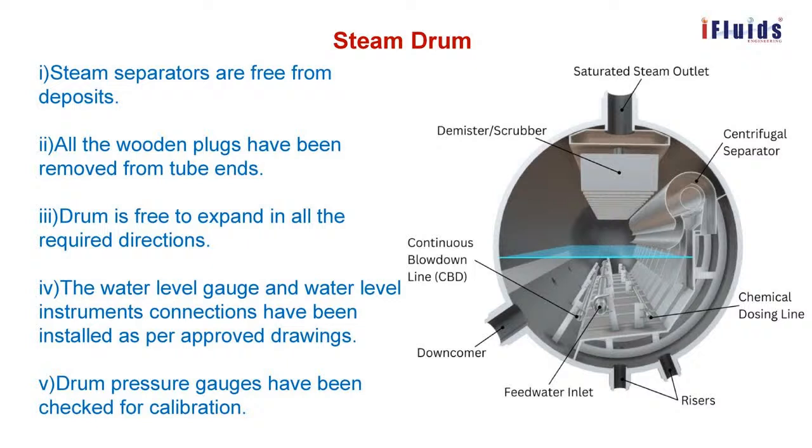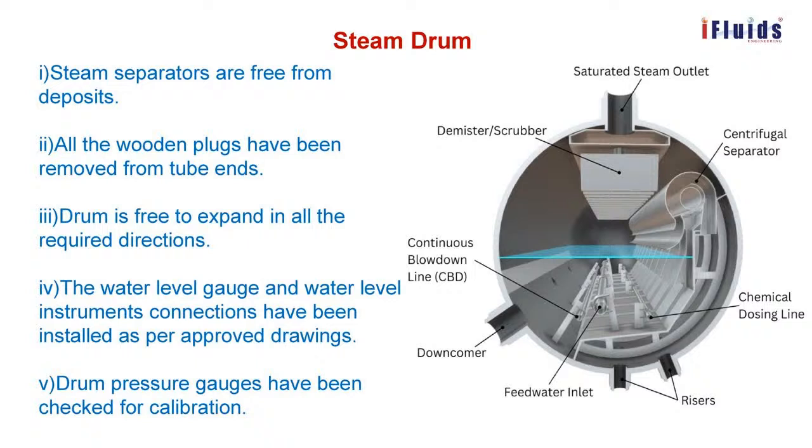That is, once you start the boiler, thermal expansion will take place. You cannot define in which direction the thermal expansion will take place. So in all directions, there should be sufficient space for the boiler drum to take care of the thermal expansion. The water level gauge and water level instrument connection have been installed as per approved drawings. Drum pressure gauges have been checked for calibration.